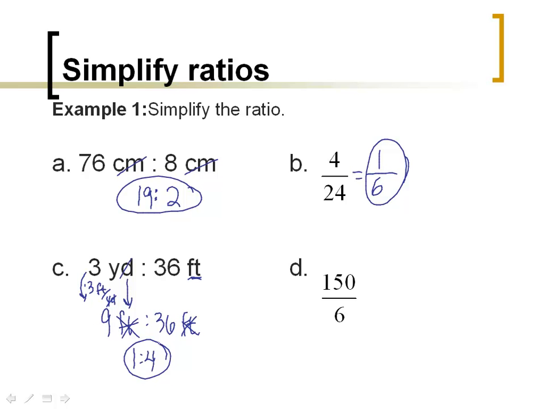150 over 6. Okay, no units here, so I don't have to worry about that. I know both of these are divisible by 3. 150 divided by 3 is 50. 6 divided by 3 is 2. Well, 2 goes into both of those, so I'm left with 25 to 1. And that's in the reduced form.